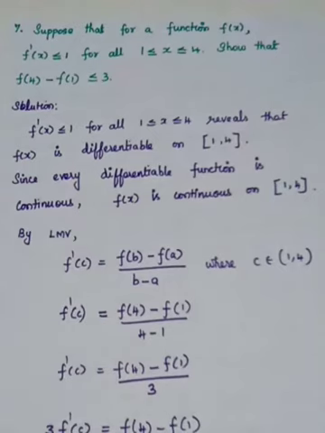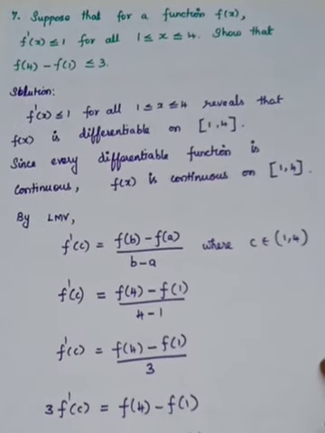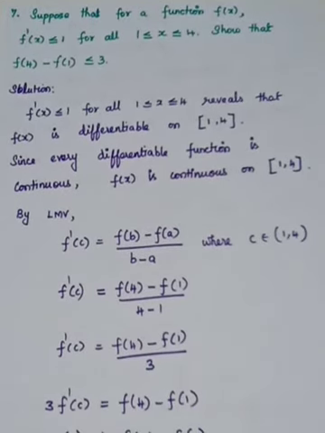So we'll come to problem number 7. Suppose that for a function f of x, f dash of x is less than or equal to 1 for all x with 1 less than or equal to x less than or equal to 4. Show that f of 4 minus f of 1 is less than or equal to 3.